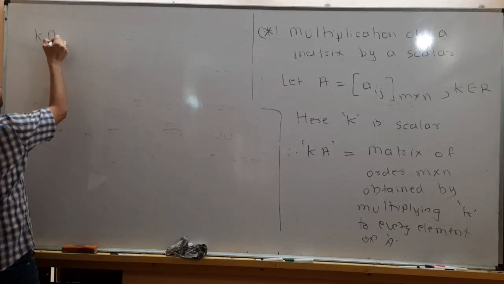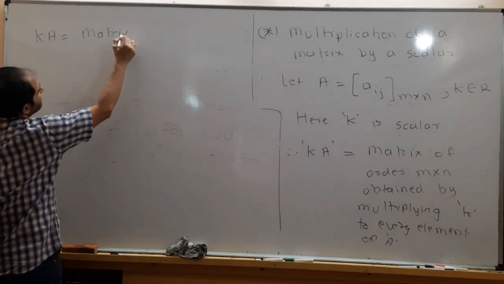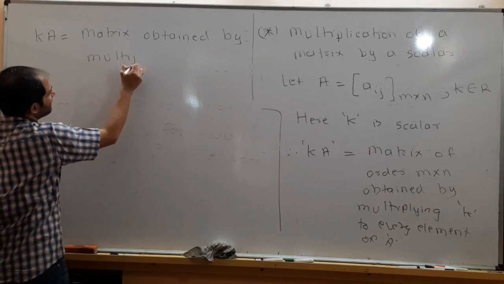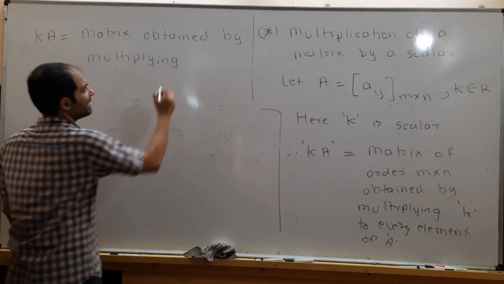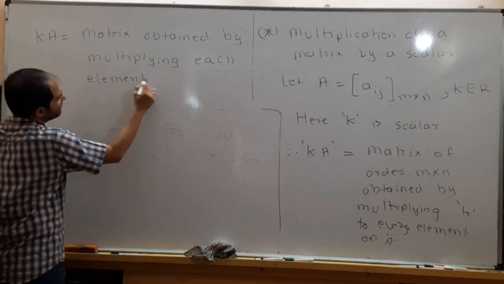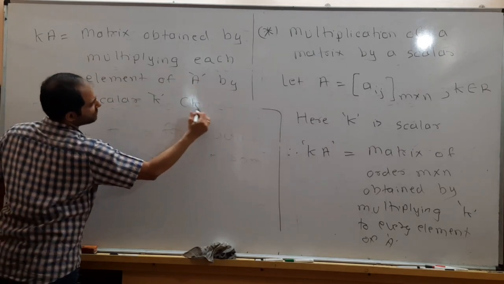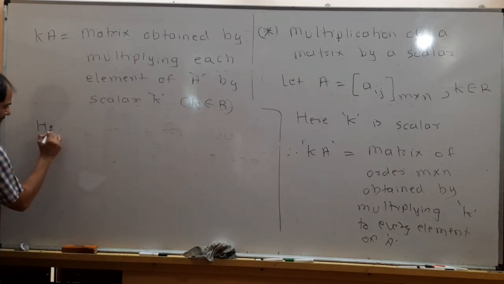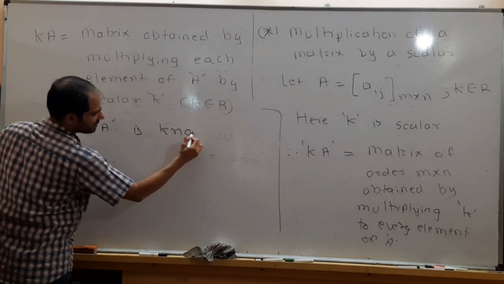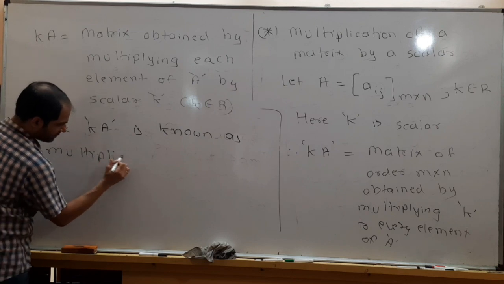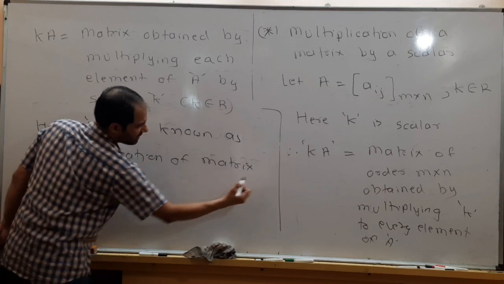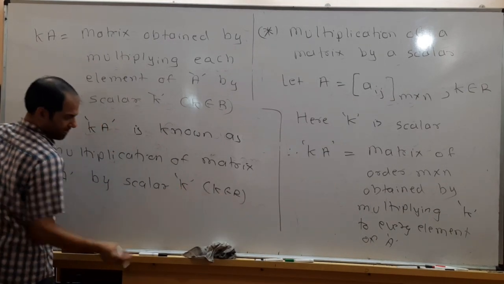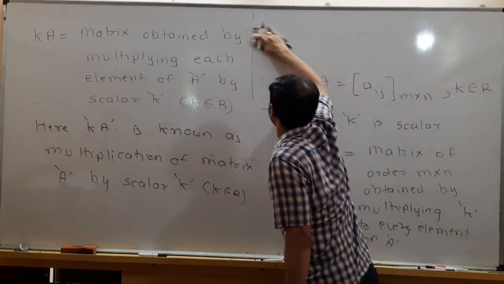Ka is the matrix obtained by multiplying each element of A by K. That is, K belongs to R. And here this Ka is known as multiplication of matrix A by scalar K. Okay, so that is literally very easy.